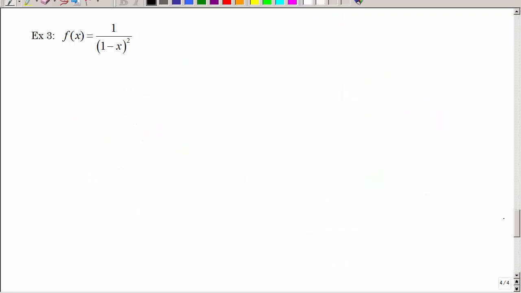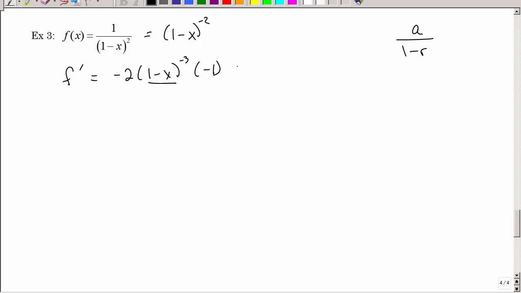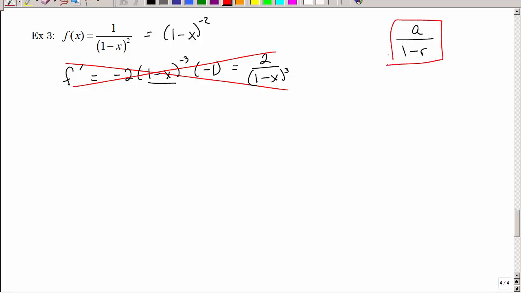Okay, so let's look at this function. Again, I'm trying to get it into the format of a over 1 minus r. With that squared, that's just not going to match. So what if I took the derivative like I did on the other problems? Okay, so remember that's 1 minus x to the negative 2. So the derivative would be negative 2 times 1 minus x to the negative 3 times the derivative of that. Does that help me? Actually, no, it makes it worse. So I didn't do anything wrong, but taking the derivative does not help me get it into that format.